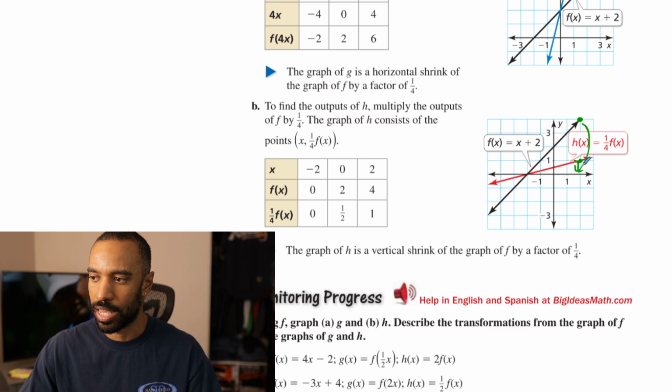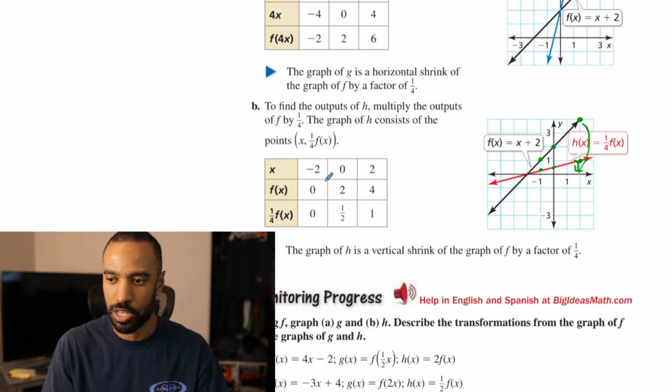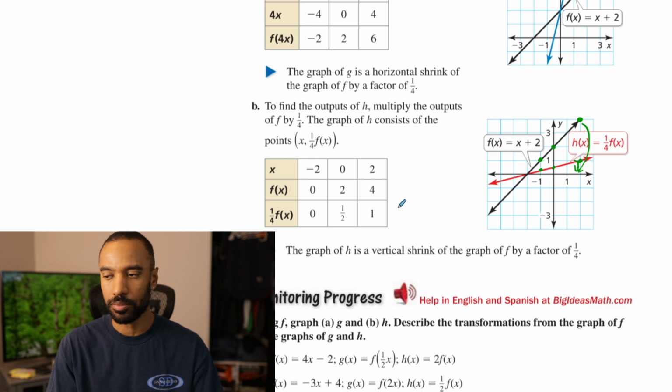So we're shrinking it toward the x-axis that way. Here's a y value of 1. Now this is a y value of 1/4. Here's a y value of 2. Now it's a y value of 1/2. Those are actually literally the values that they show on these ones right here, dividing them by 4.